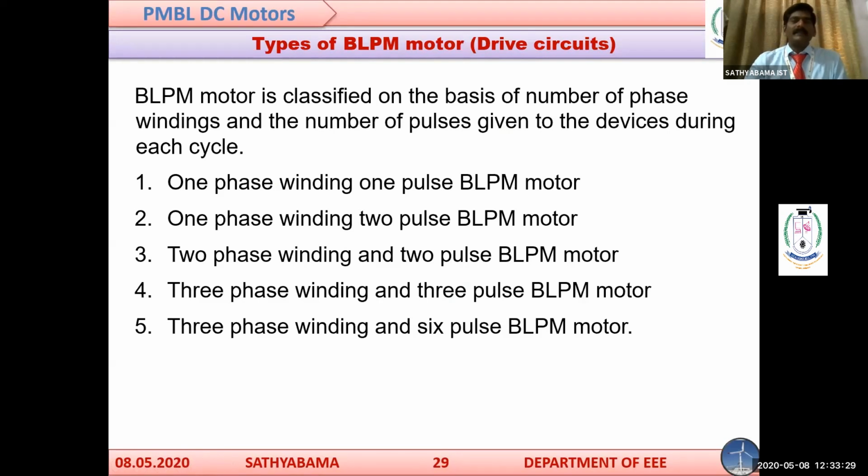Next, the types of PMBL DC motors. The PMBL DC motor is classified on the basis of the number of phase windings and the number of pulses given to the devices during each cycle. Accordingly, there are 5 types. One is one phase winding with one pulse BLDC motor, one phase winding with two pulse PMBL DC motor, two phase winding and two pulse BLDC motor, three phase winding and three pulse motor, and similarly, three phase winding and six pulse BLPM motor.